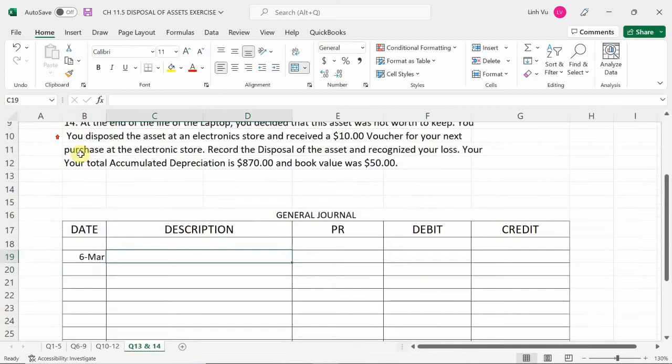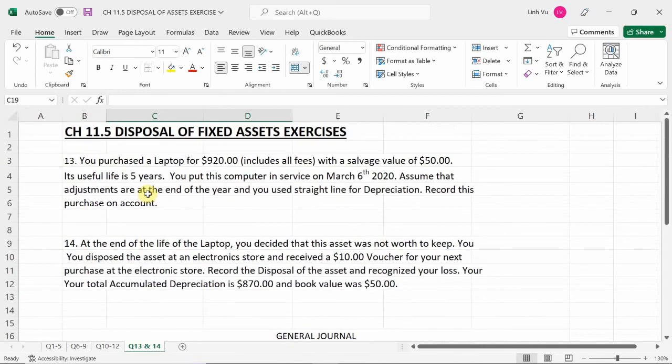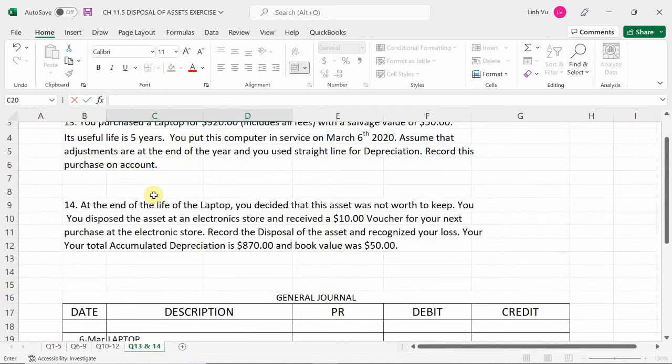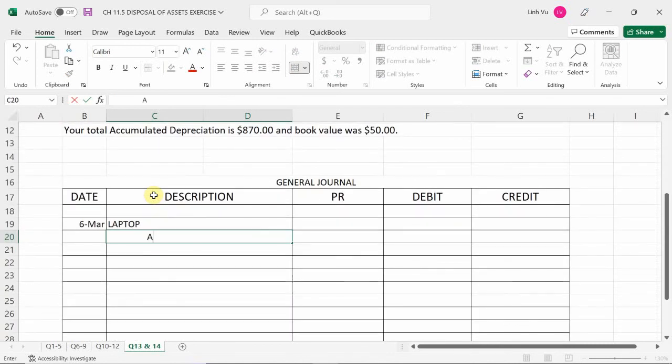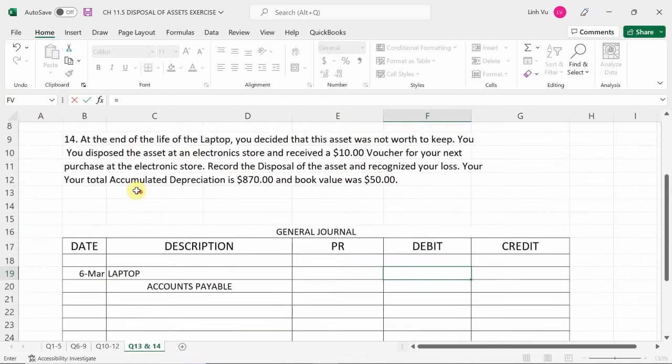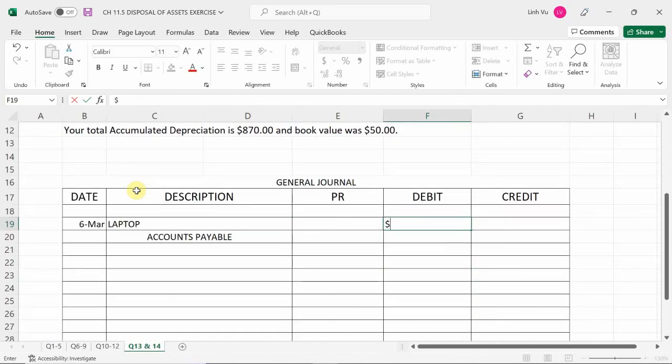Okay? So, what did I buy? A laptop. You bought a laptop. How did I pay for it? Accounts payable. You put it on an account. How much was the laptop for? $920.